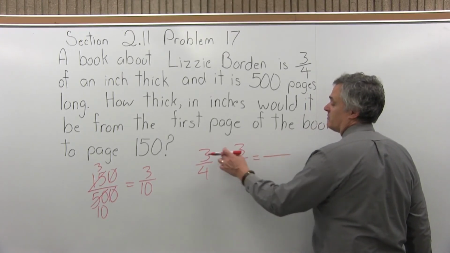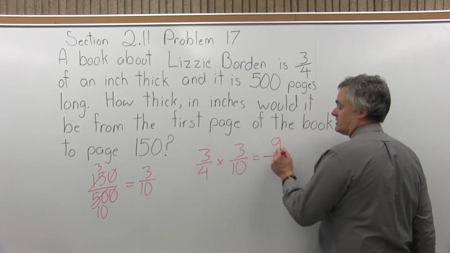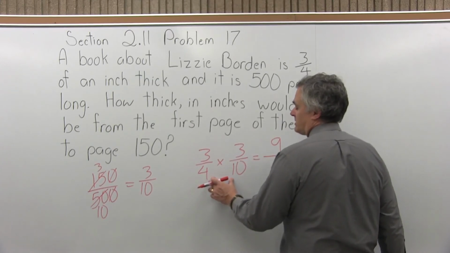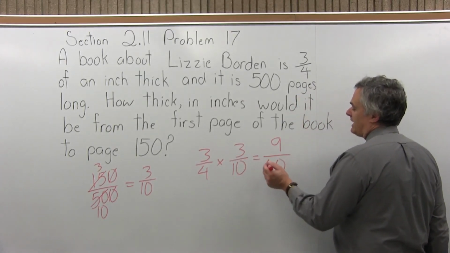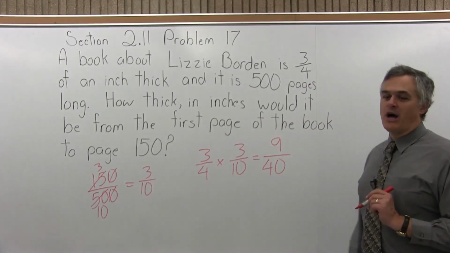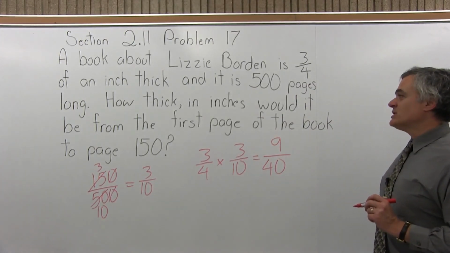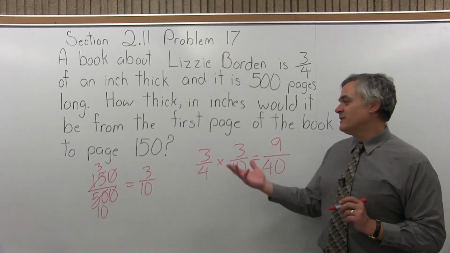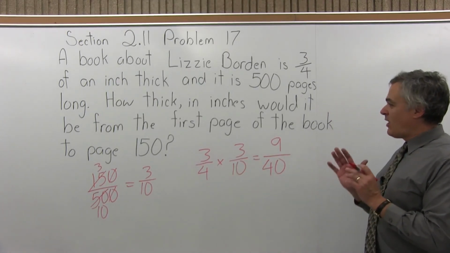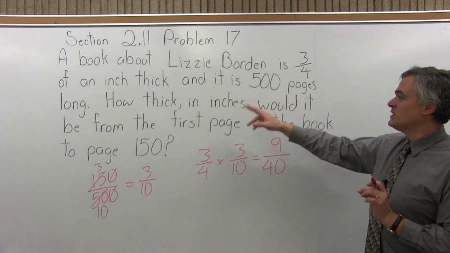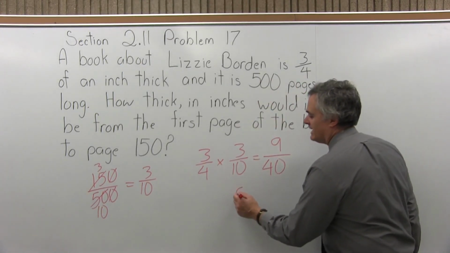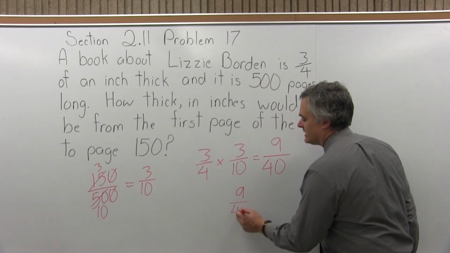Numerator times numerator will be 3 times 3. 3 times 3 is 9. Denominator times denominator is 4 times 10. 4 times 10 is 40. And we'll try and reduce that. We cannot. So the question is, if we get to page 150, how thick in inches is the group of pages that we've read? So from page 1 to page 150 is 9/40 of an inch thick.